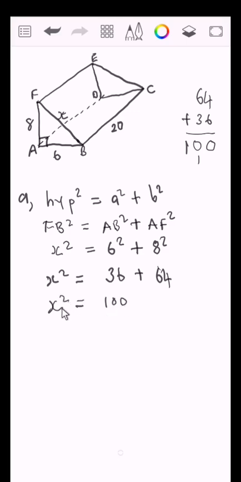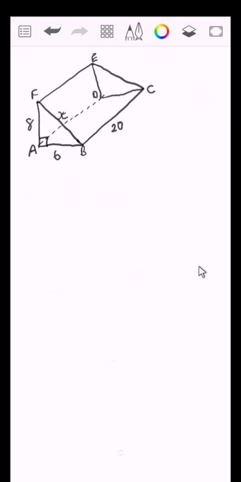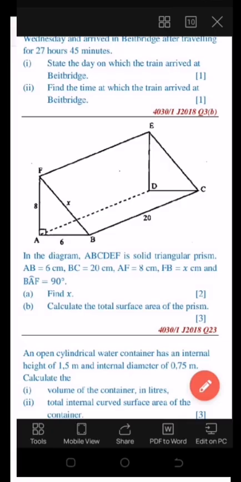Kana chida kusara na x, chatora square root yeku left hand side, zvakare ne square root yeku right hand side. So x is equal to 10. Hatina kuti plus or minus because we cannot have a negative length. Saka tatuana x is equal to 10. Let us go and attempt the part B of our question. Part B iri kuti calculate the total surface area of the prism.